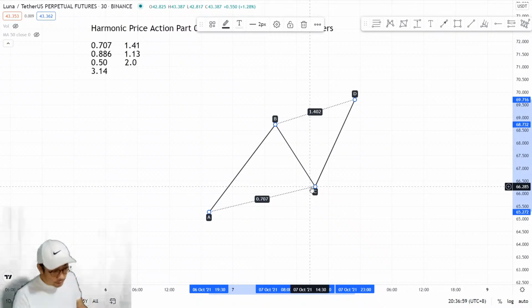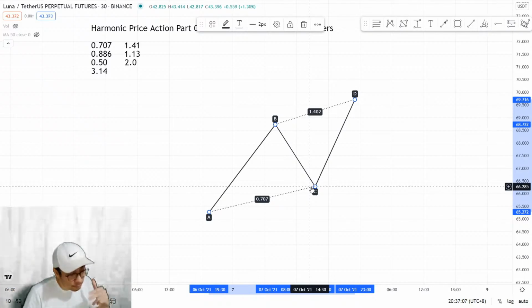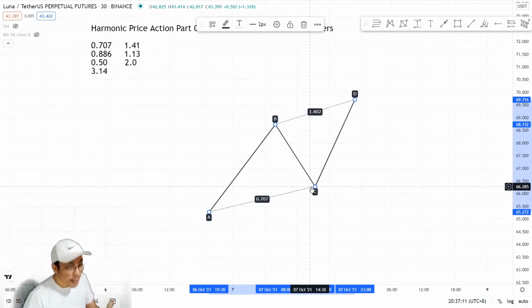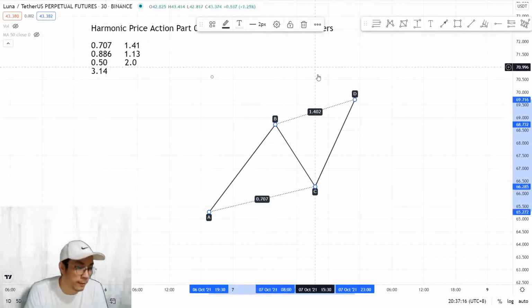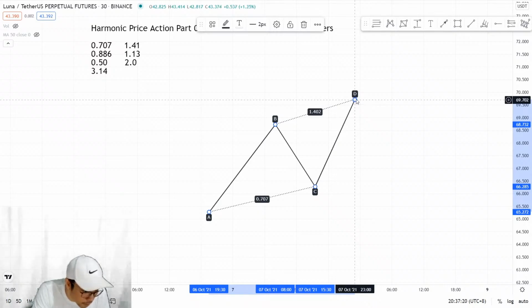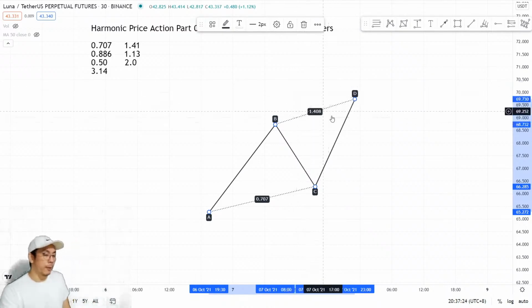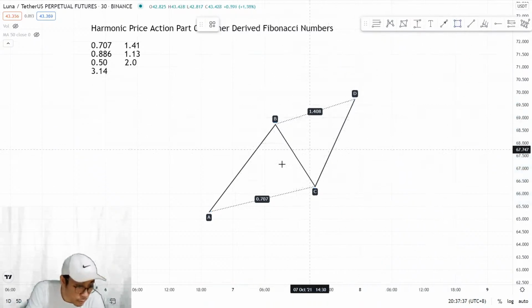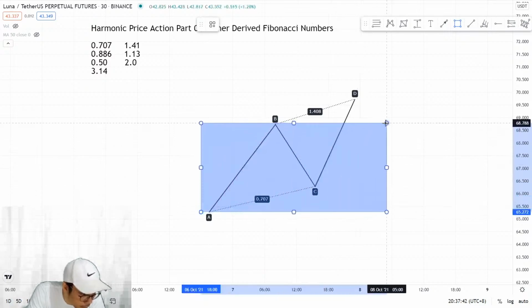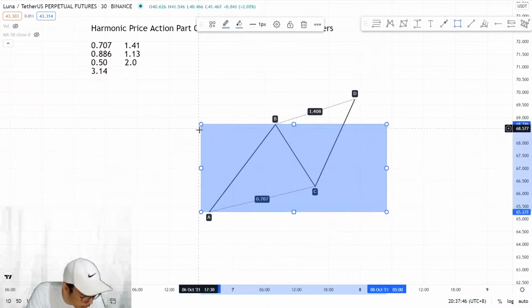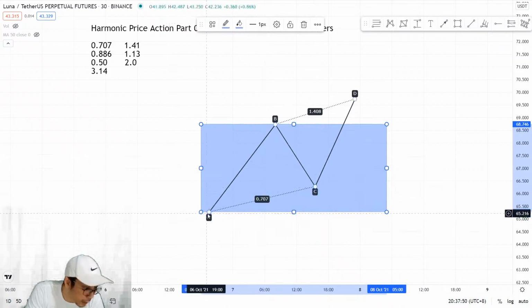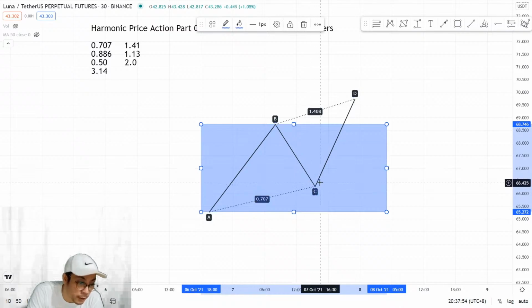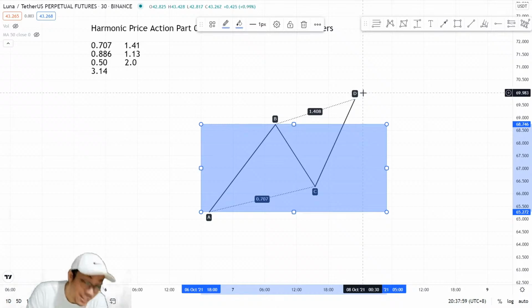And as I mentioned, the reciprocal equivalent of 618 is 1618. The reciprocal equivalent of 786 is 127. Now the reciprocal equivalent of 707 is 141. Oh, it's almost exact, right? 141. I think this will do. With that one, we will then check if we will have AB equals CD equivalent. In this case, we will just use a rectangular shape, from here to here. We will cover everything. From here to here, this is the vertical distance. So the vertical distance between A to B should be almost or approximately equivalent to this one. The difference between the two is what we call the potential reversal zone.